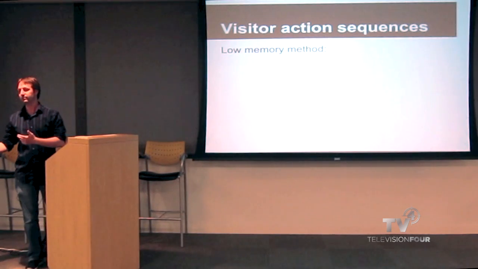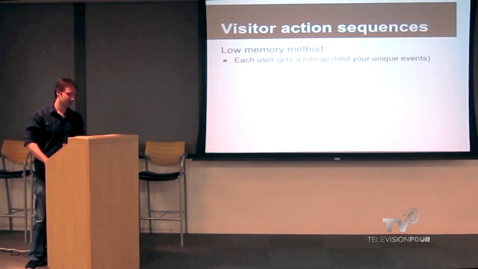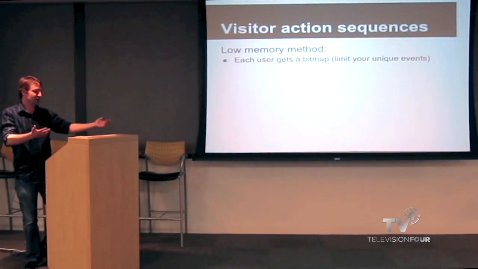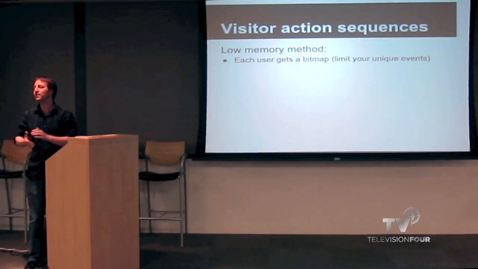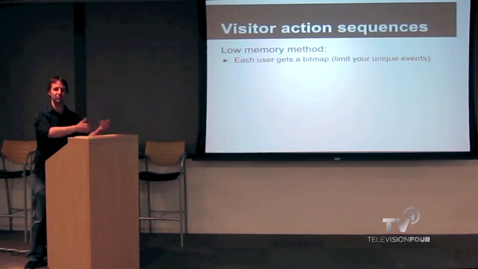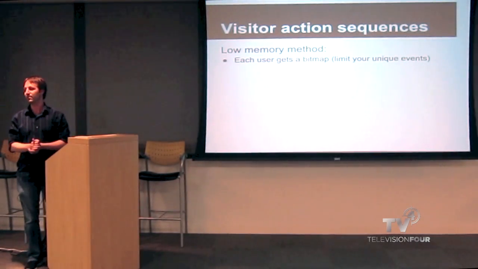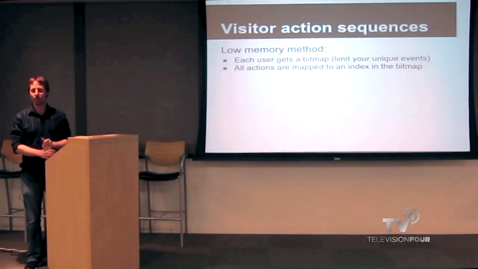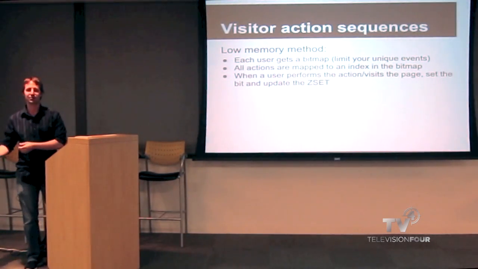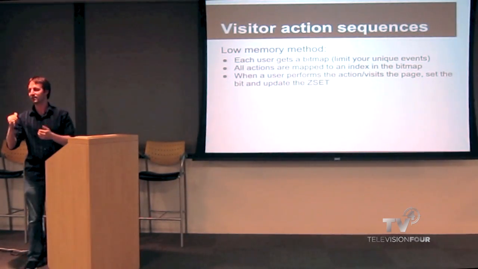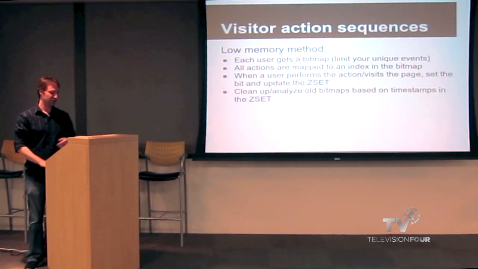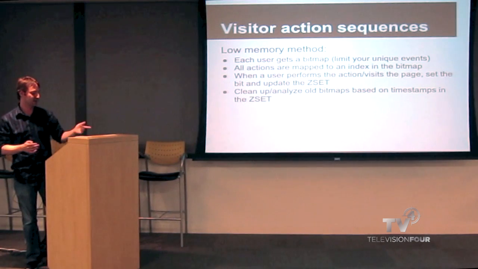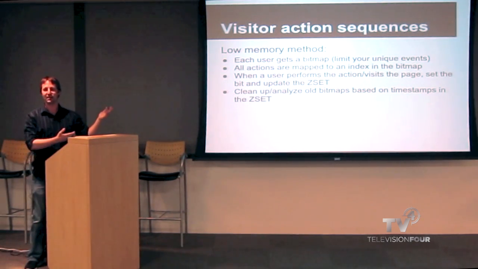We can improve that, maybe quite a bit better. And we use bitmaps. And the basic idea with bitmaps, again, is you limit your unique events, and you map any individual event to an index in a bitmap. And each user gets a bitmap. All you do is you again set the entry in the Zset, and you write that bit to the bitmap depending on the action, and you can clean up and analyze the exact same way you did before.